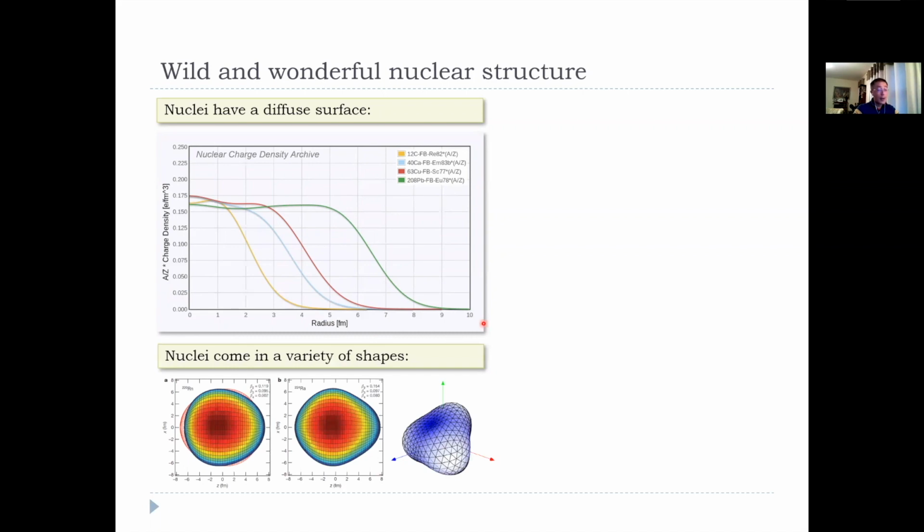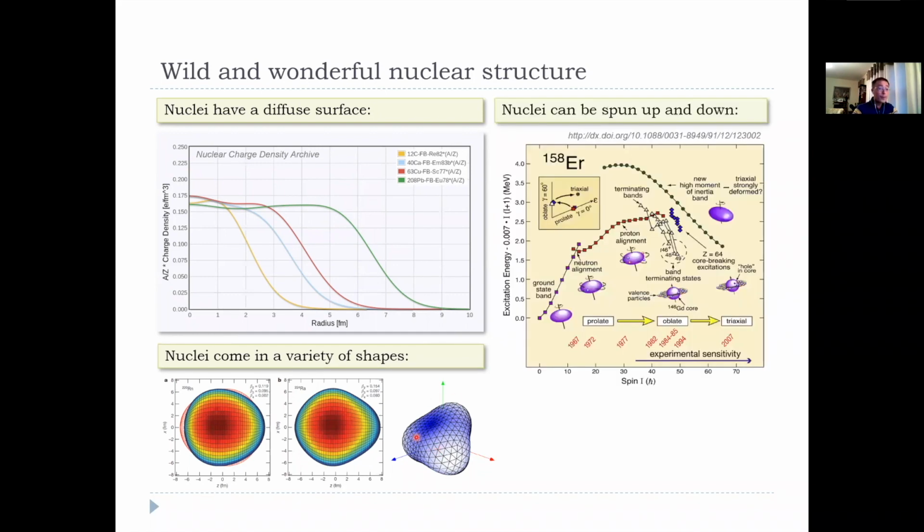Then nuclei come in a variety of shapes. You knew it already, but actually the shapes are very rich, quite extraordinary. You can have things that are egg-shaped, things that are mango-shaped, and certain vibrational excitations, and there are such things as vibrational excitations of nuclear structure. They're actually heart-shaped nuclei.